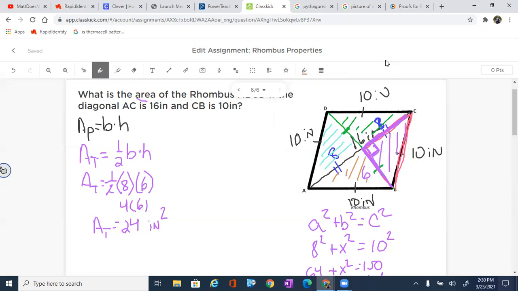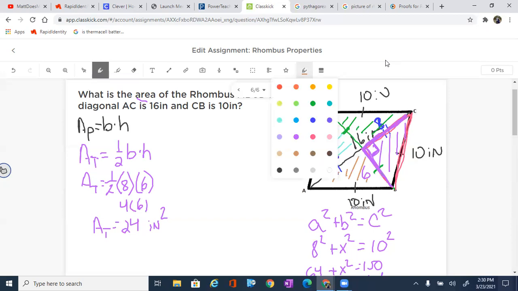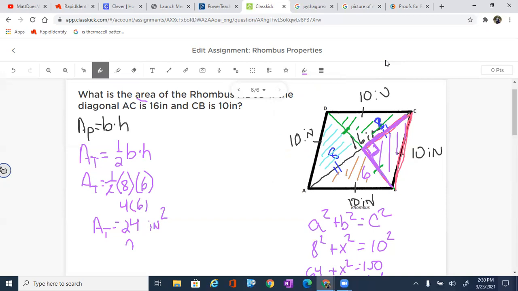So I'm going to take 24 and I'm going to multiply it by 4 to find the total. So 24 times 4 is going to give us 96 square inches. And that is going to be the area of our rhombus in this case. 96 square inches is going to be our answer.